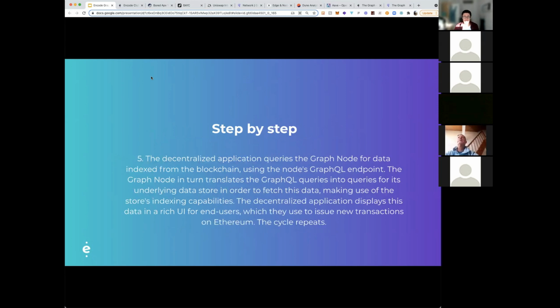And then the decentralized application queries the graph node for this data that has now been aggregated, and you see it in a nice, clean way using the node's GraphQL endpoint. The GraphQL node in turn translates these queries into queries for its underlying data store in order to fetch this data. And the decentralized application displays this data in a rich UI. Long and short of it is we are, again, getting data. We are trying to package it up together so that I can use it in an API to do cool things. And we're not going to go into any more detail than that for this one, so we don't lose people.